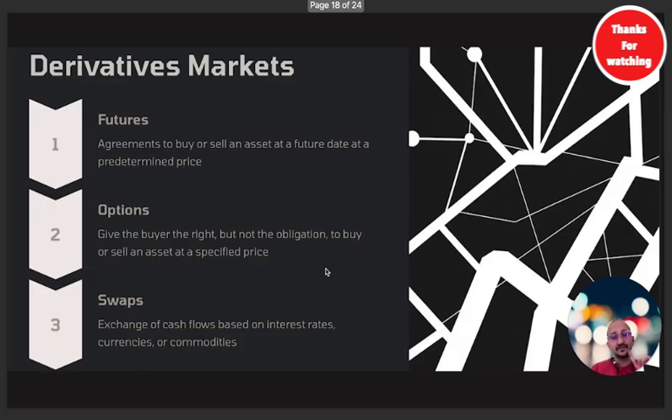Now, derivative itself is a big topic, guys. It's a big topic. So what exactly is it? These are contracts. Now it is becoming a bit tricky, and you should know this. I will give you a story for this so that it becomes very easy for you to understand.